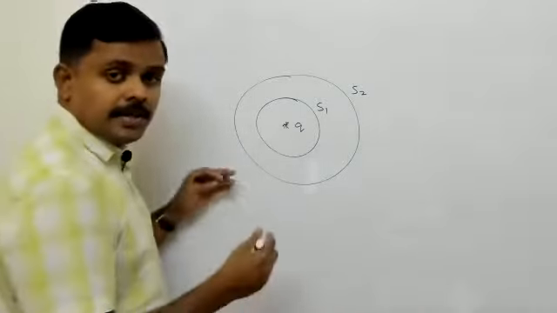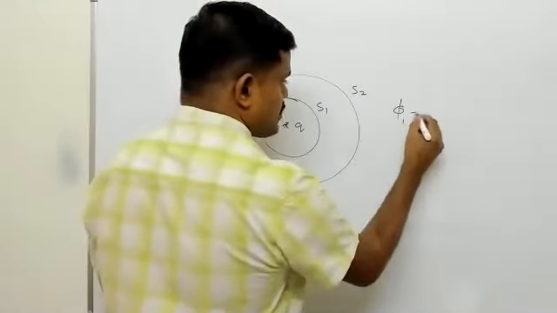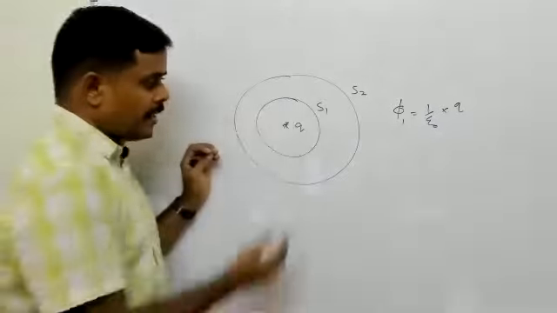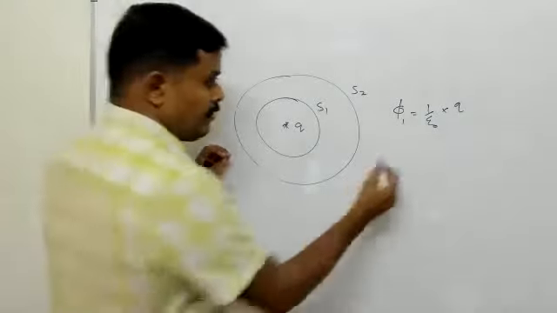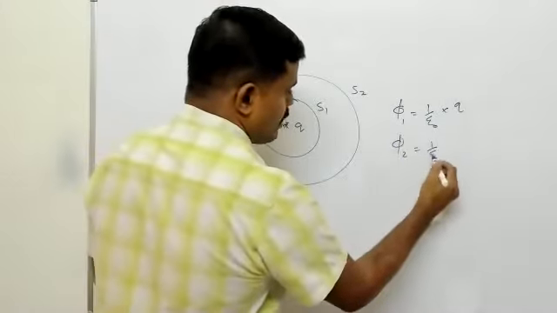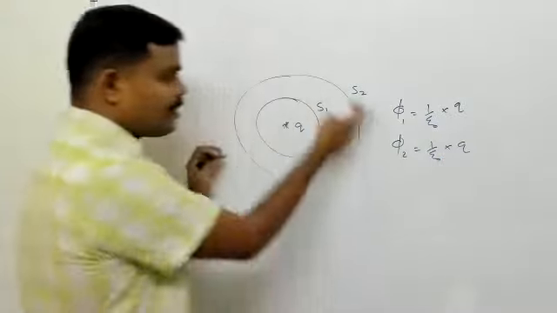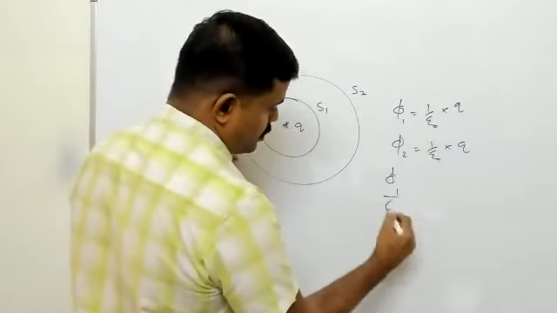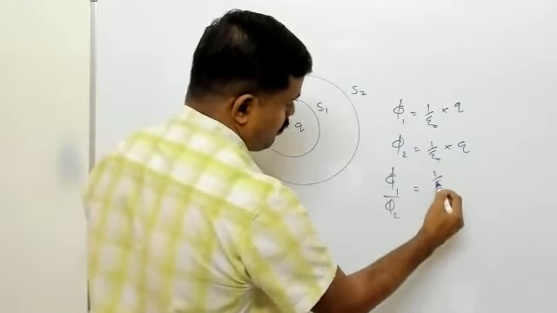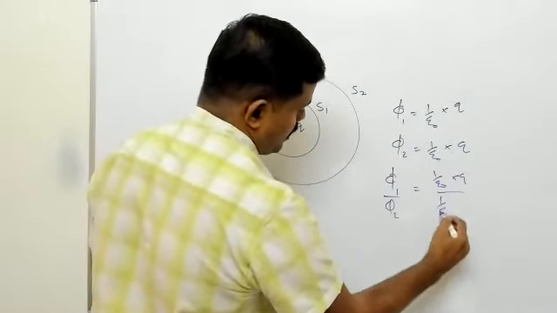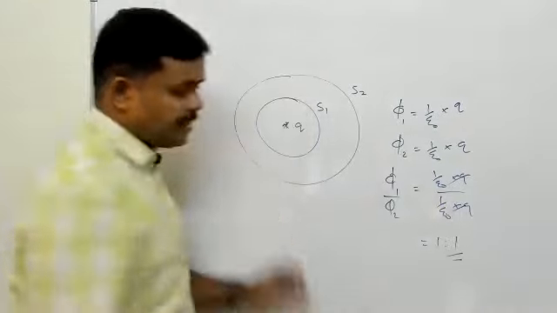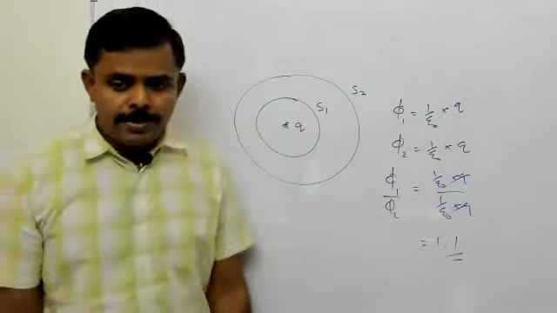Easy question. Flux through the first surface is what? 1 by epsilon 0 into Q. Enclosed charge is Q. Flux through the second surface is what? 1 by epsilon 0 into Q, because that also encloses the same charge. So phi 1 to phi 2 ratio is 1 by epsilon 0 into Q by 1 by epsilon 0 into Q. They are getting cut. You are left with 1:1 here. The ratio is 1:1.